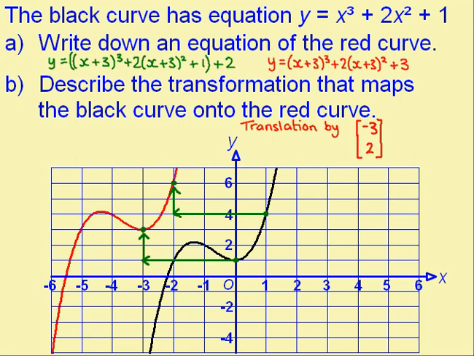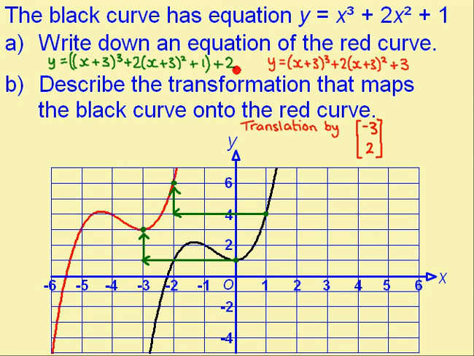Here are the answers. This time, if we choose points on the black graph, we can see that they've moved 3 to the left and then 2 up. Again here, 3 to the left and then 2 up. So the movement of 3 to the left means that we must have added 3 onto the x, and the movement of 2 up means that we must have added 2 onto the end of the whole equation.